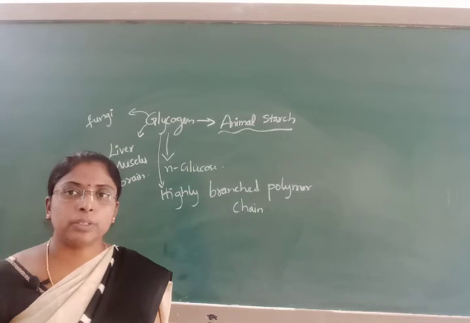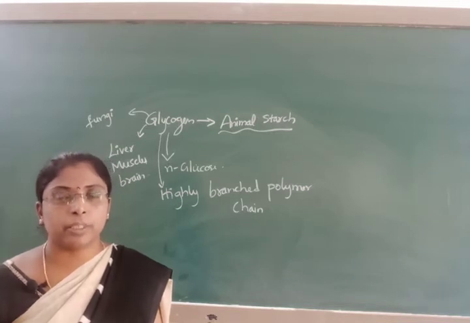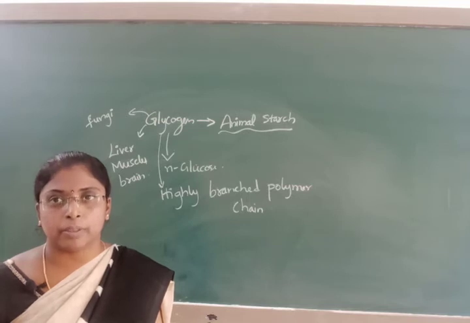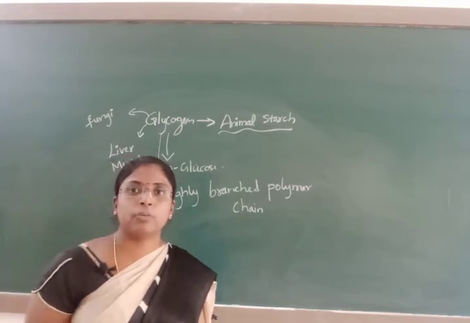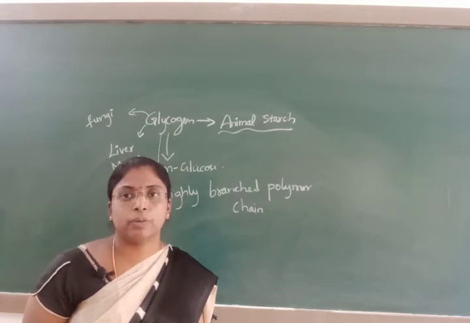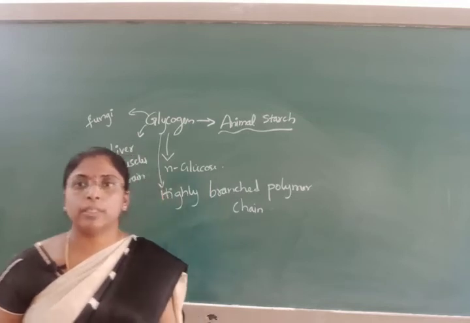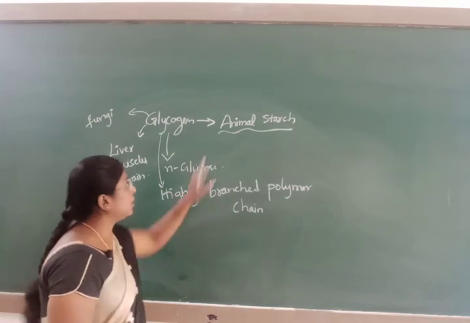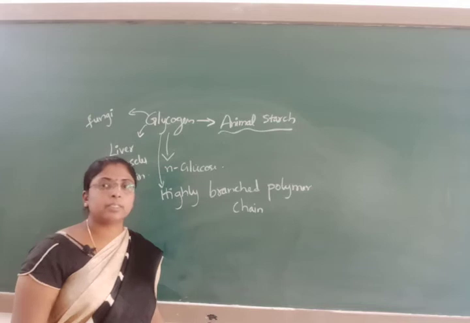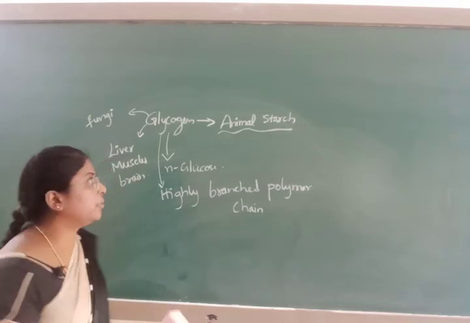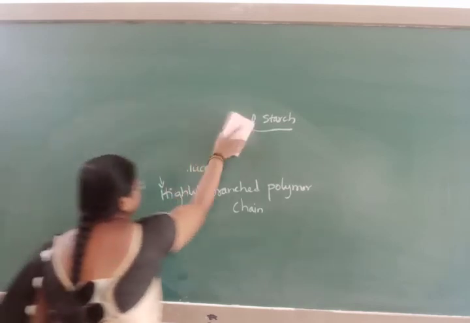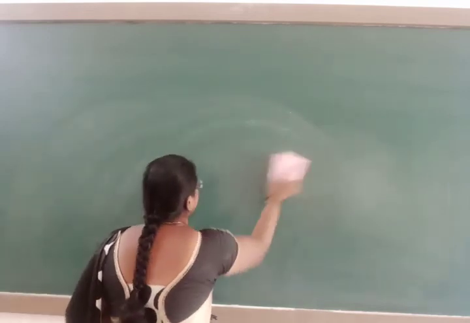Whereas glycogen will form a storage food, that is, a reserve food. It is present in the animals. Starch is a storage food for plants, whereas glycogen is the storage food for animals. Hence, we call glycogen an animal starch. After this, let us see what the differences are between cellulose and starch as well as glycogen.